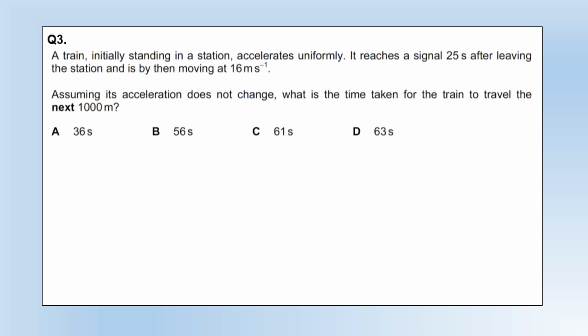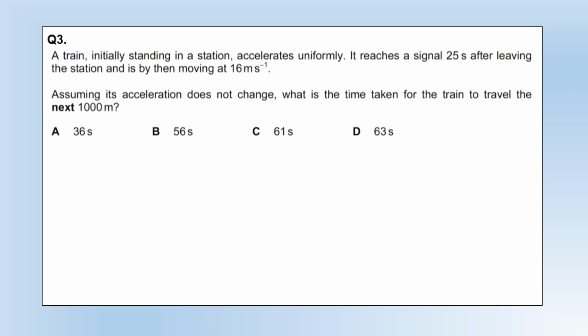Okay, so a train is initially standing in a station and it accelerates uniformly. It reaches the signal 25 seconds after leaving the station, and by then is moving at 16 meters per second. Assuming its acceleration does not change, what is the time taken for the train to travel the next 1,000 meters?